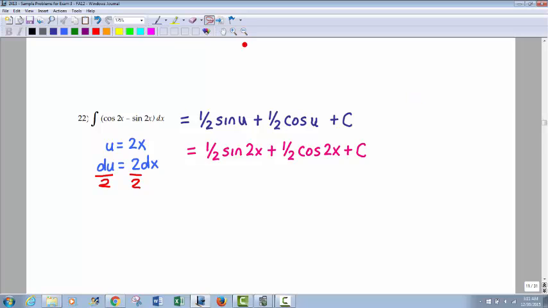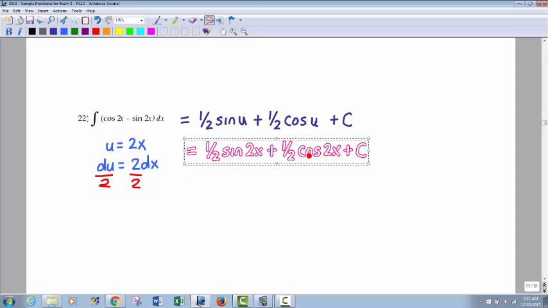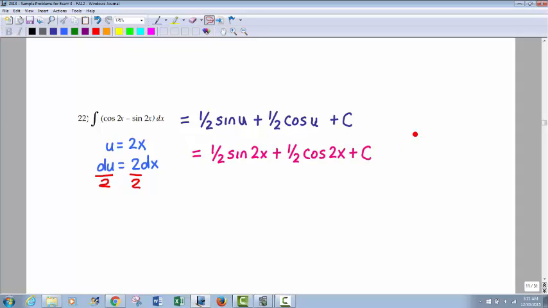And then you put the u's back in there, so that gives you 1/2 sine of 2x plus 1/2 cos of 2x plus c.